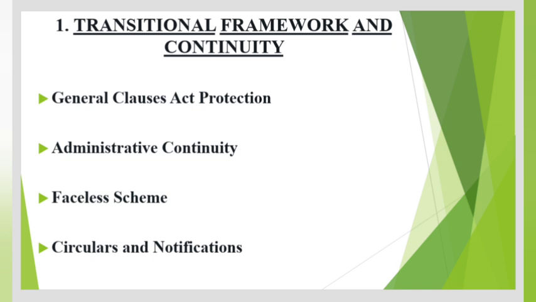General Clauses Act protection. Rights, benefits, and liabilities that arose under the 1961 Act are protected. If an unforeseen situation is not explicitly covered in the 2025 Act, Section 6 of the General Clauses Act 1897 will apply to maintain acquired rights.